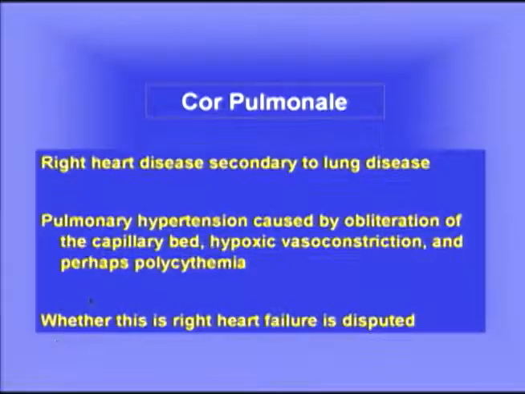Cor pulmonale, we won't dwell on this. It's defined as right heart disease secondary to lung disease, and we've mentioned it already in the context of COPD and in interstitial fibrosis. The pulmonary hypertension is caused by obliteration of the capillary bed. It occurs in both COPD and in diffuse interstitial pulmonary fibrosis, or hypoxic vasoconstriction, and possibly polycythemia in patients with COPD who develop increased hematocrits.